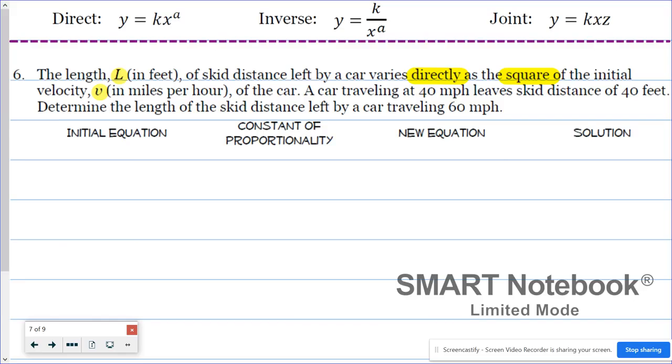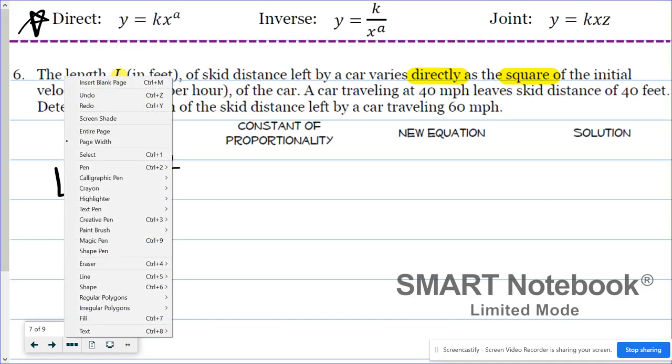So L directly, square, and v. So L equals, directly, I write k times, because that's what I'm using for direct. And they say square of v. So v squared, that's what our equation looks like.